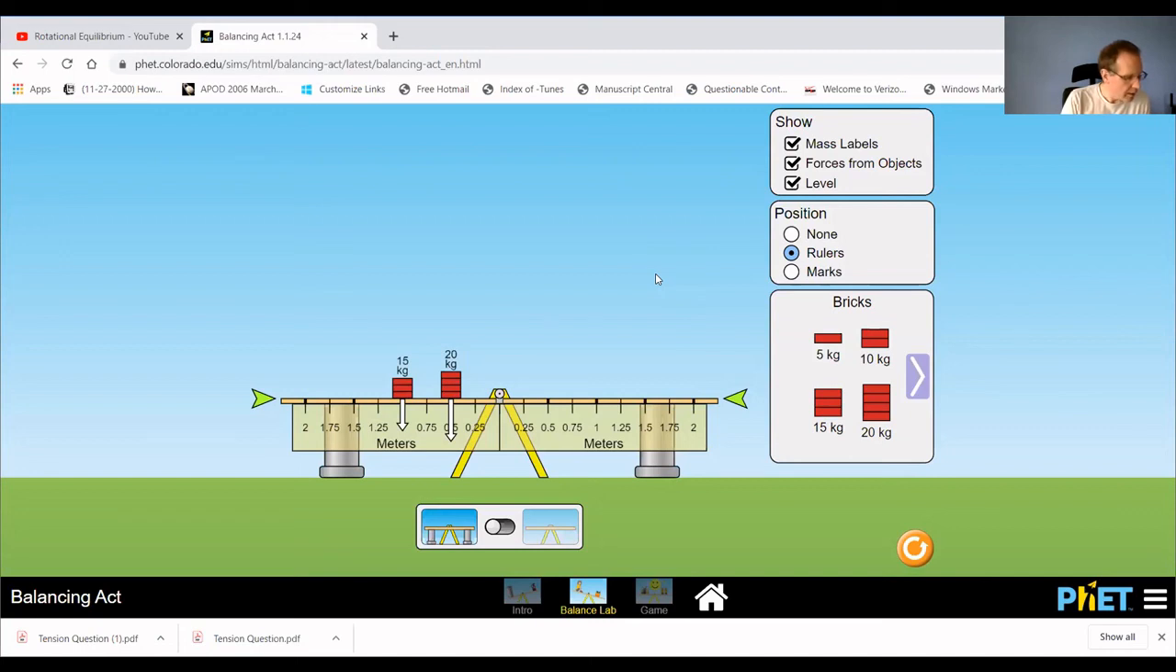Next, what I want you to do is on the left-hand side, place a 5 kilogram brick at 1 meter. Let me move these back. So this is the next part: a 5 kilogram brick at 1 meter and a 20 kilogram brick at 0.5 meters.